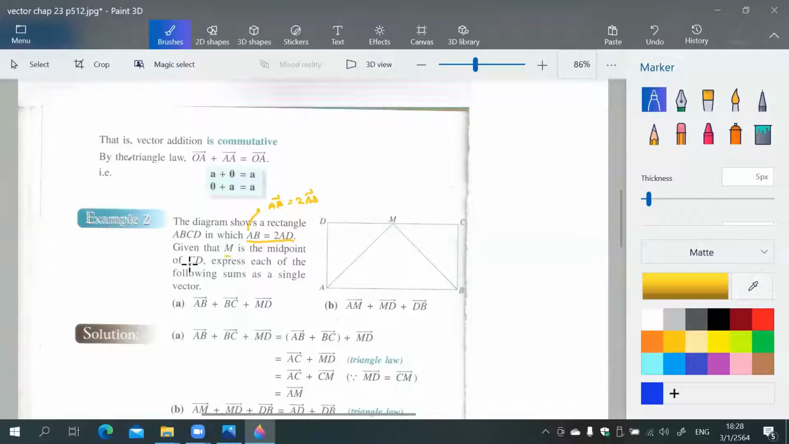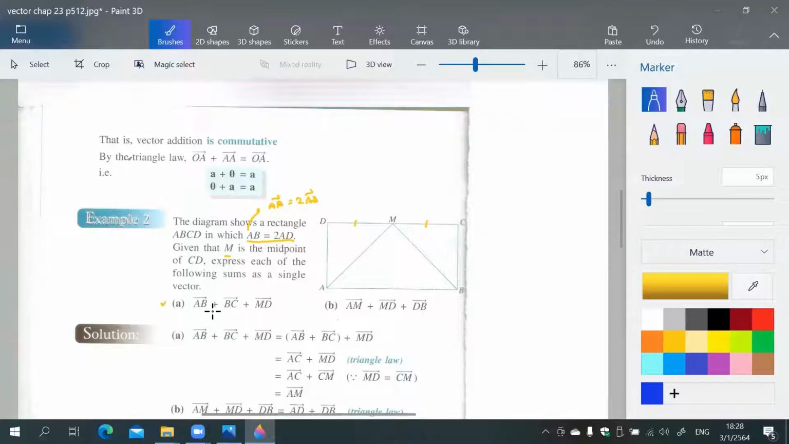M is a midpoint of CD, so we can say the length of CM equals the length of MD, and the vector CM equals the vector MD also. Then next, express each of the following sums as a single vector.